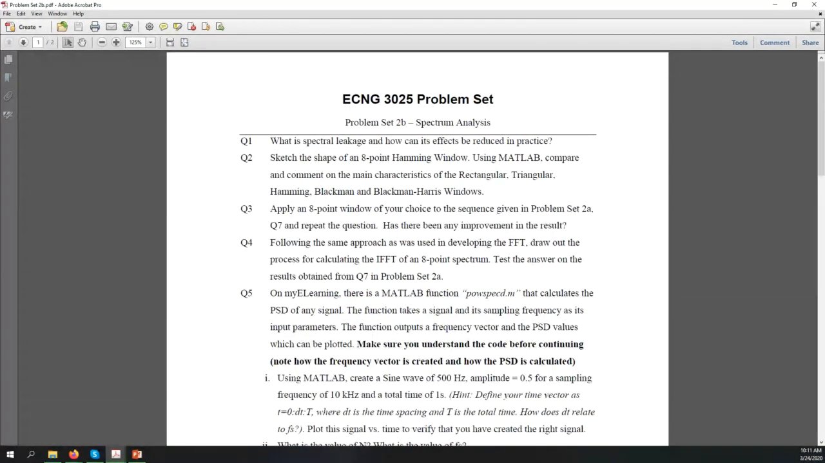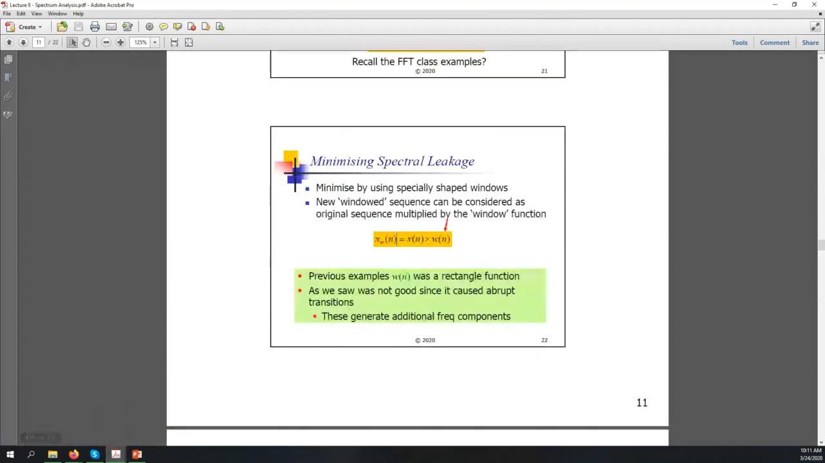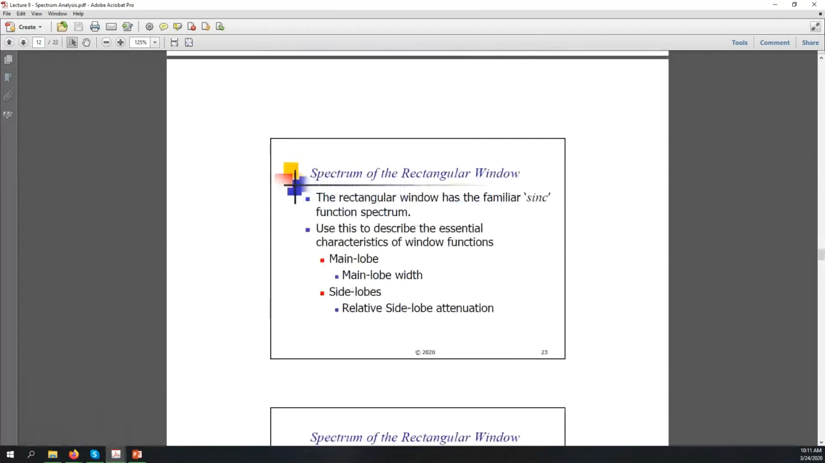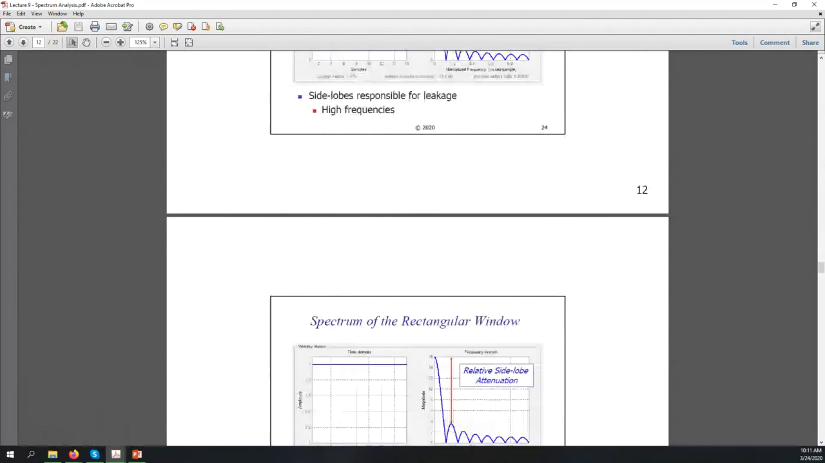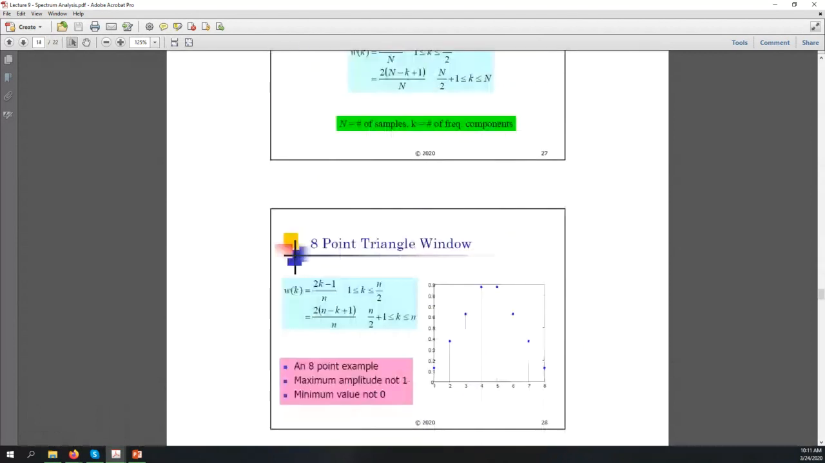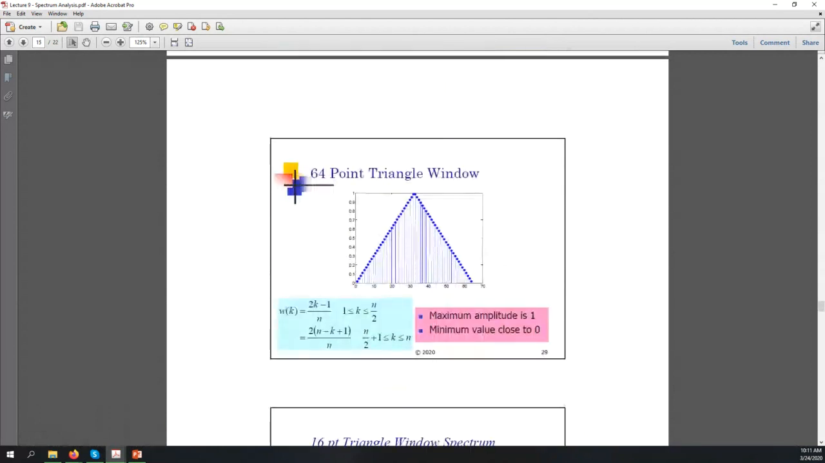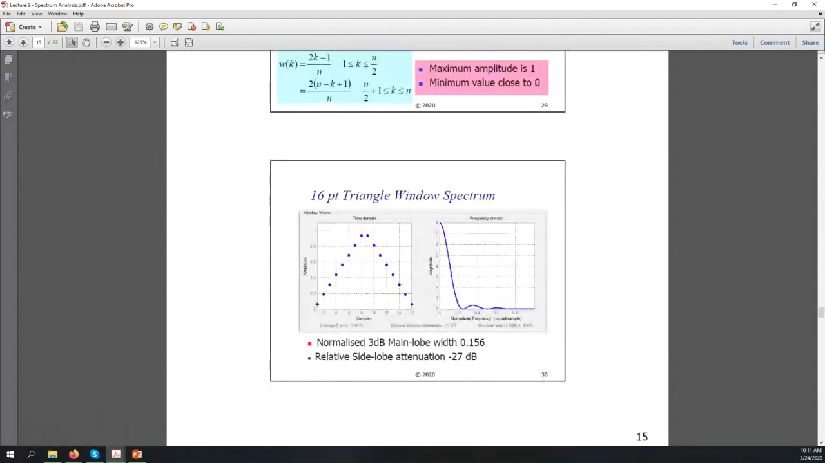Right, so that's it for question 1. Question 2 is where we're going to be talking about the Hamming window, the rectangular window and so forth. This is straight from the lecture notes. When we have the rectangular window, we see the effect for the main lobe and the side lobe. The same goes for the triangular window, where we have the general shape and then its frequency response. All the windows are already plotted in lecture 9, and what you want to observe is the frequency response for each of these windows.